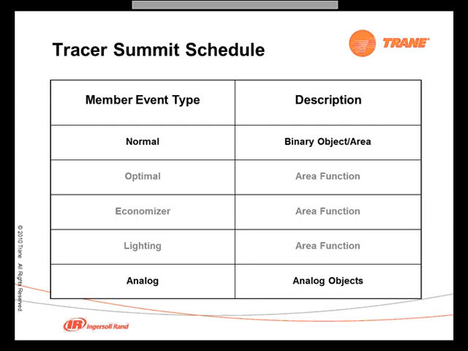The Tracer Summit schedule member event types, as you see at the top of the list, are normal, binary object, and area, typically about 90% of the scheduling that most facilities will be using. We also have other options, including analog objects at the bottom of the list, and in between we have other functions we can use, like optimal, economizing, lighting member types, and they function a little bit differently.